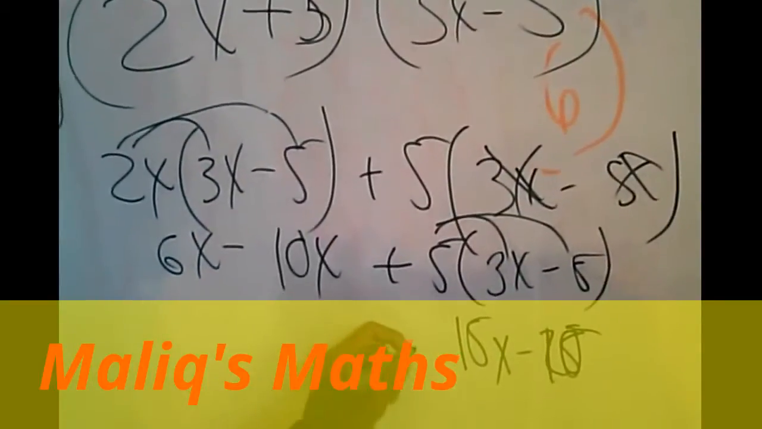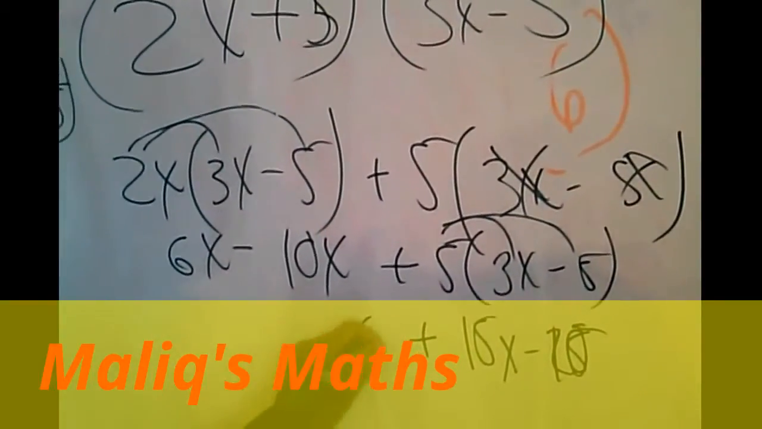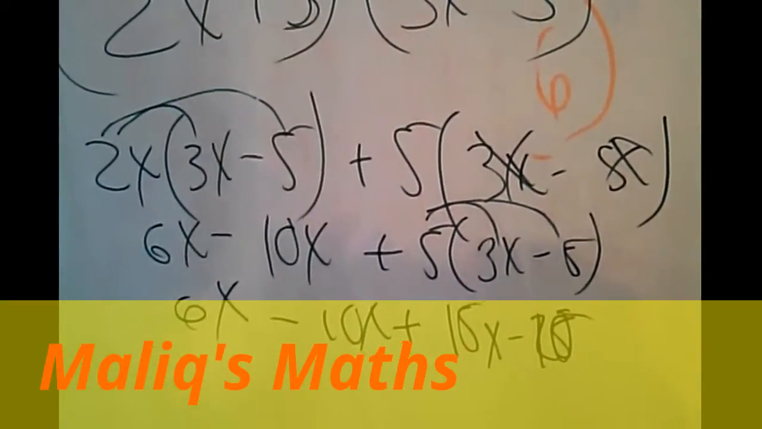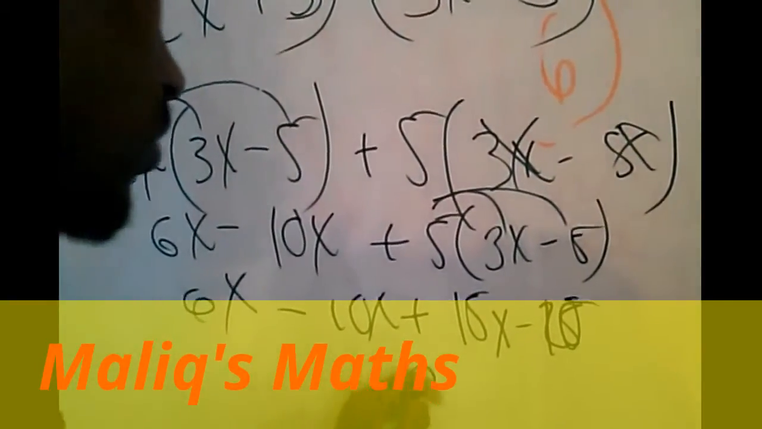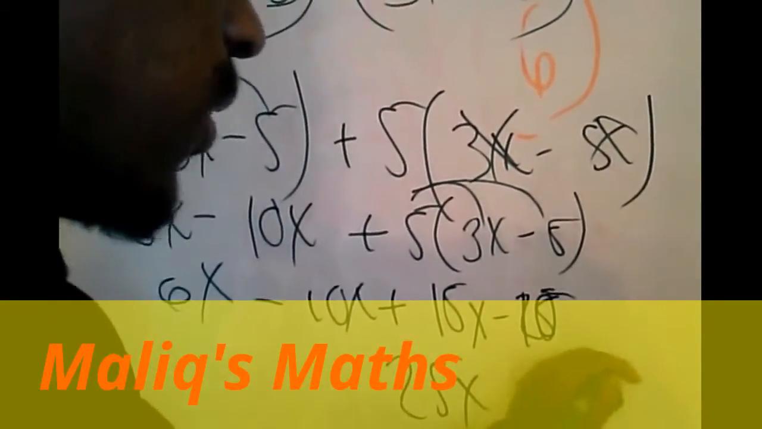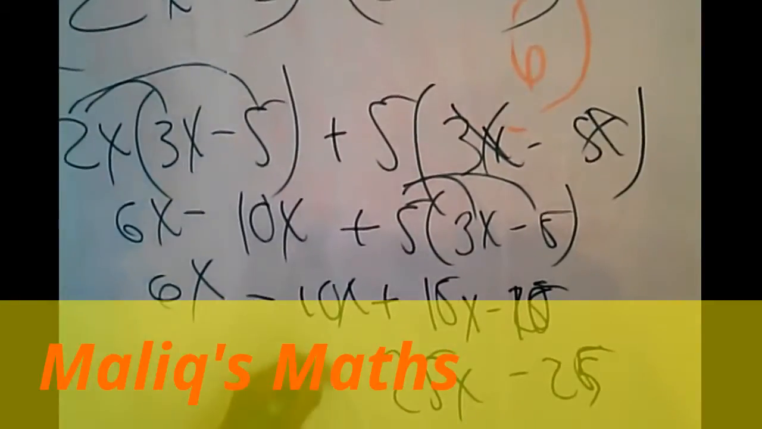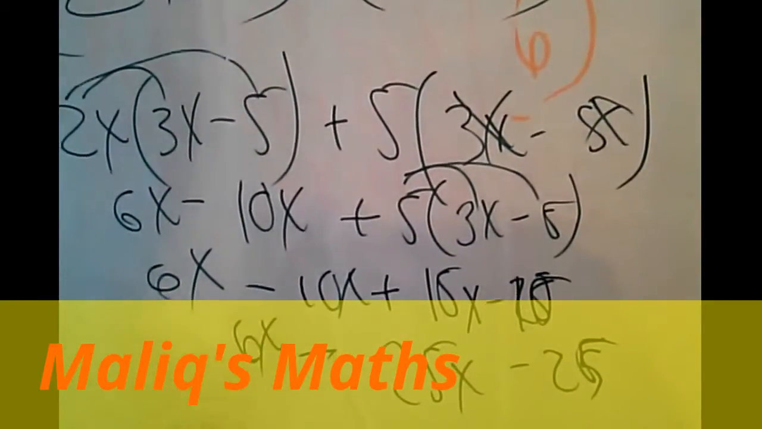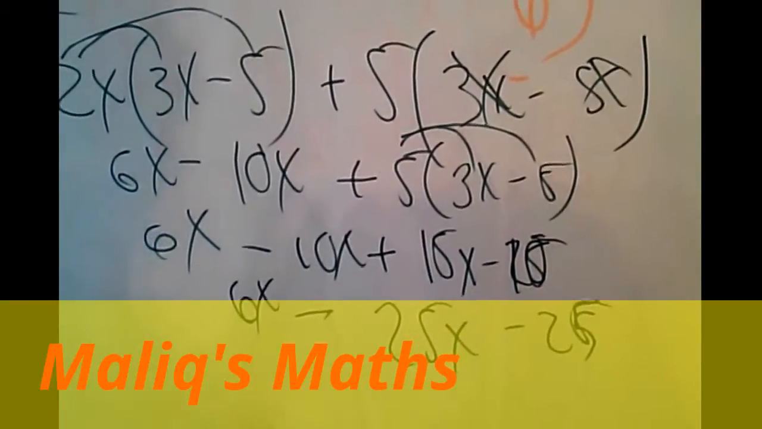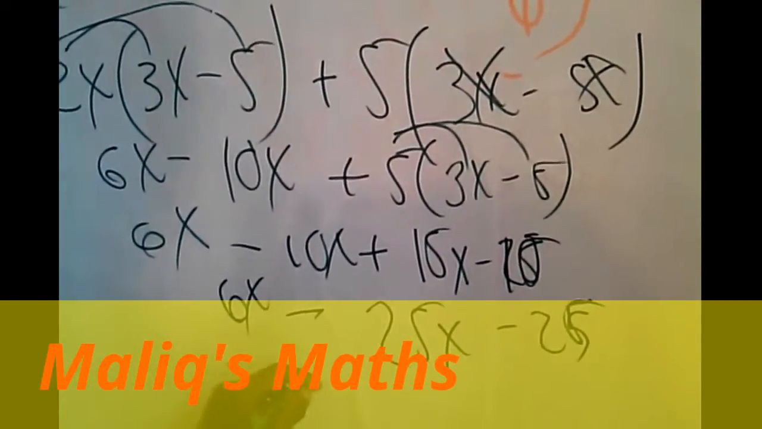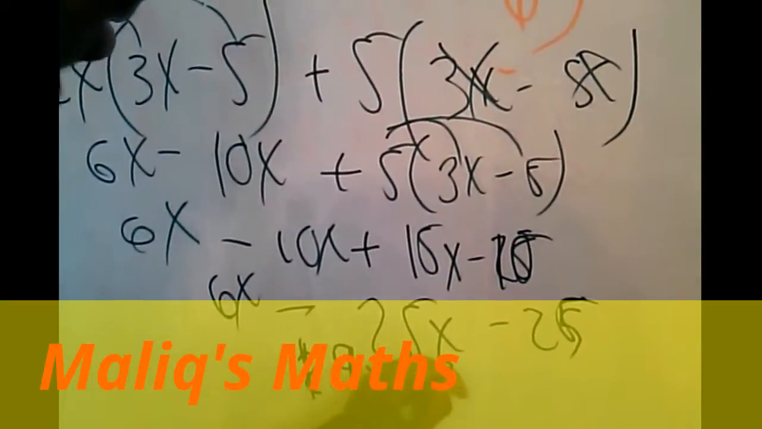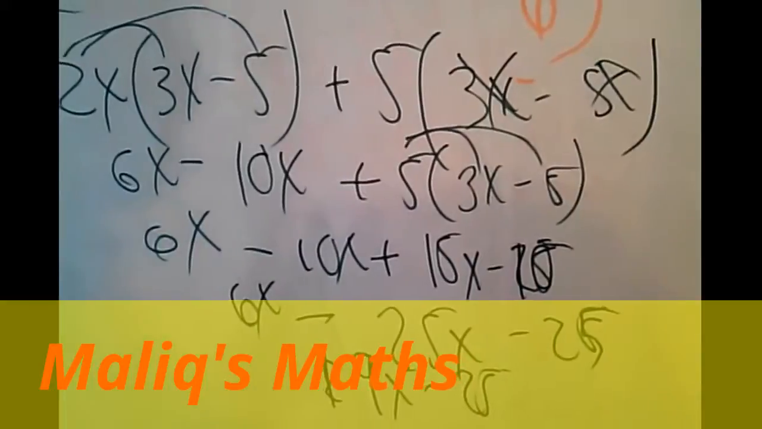Alright. Combine like terms. This is 25x minus 25x. 6 minus 25 is 19x minus 25. That's the answer.